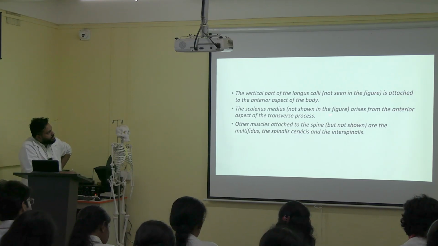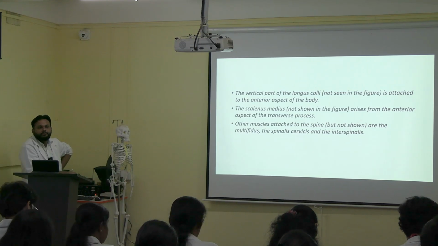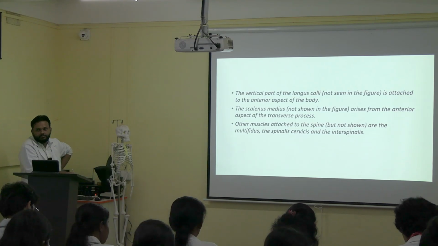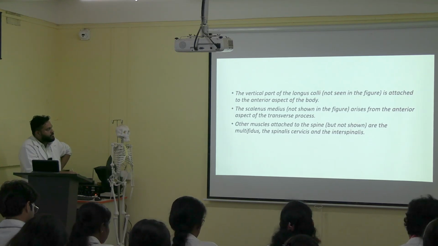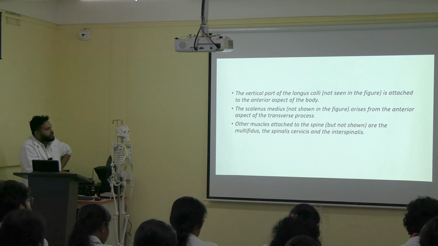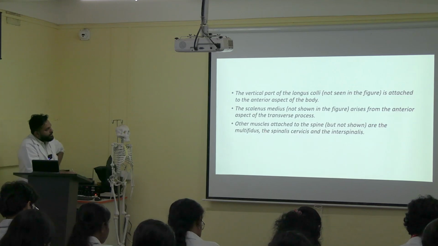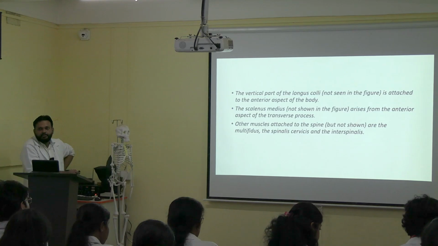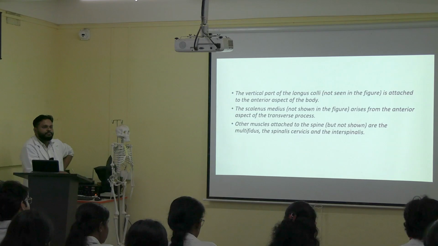The scalenus medius arises from the anterior aspect of the transverse process. Other muscles attached to the spine are multifidus, interspinalis, and spinalis cervicis.